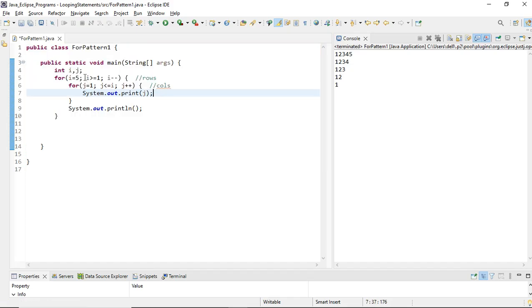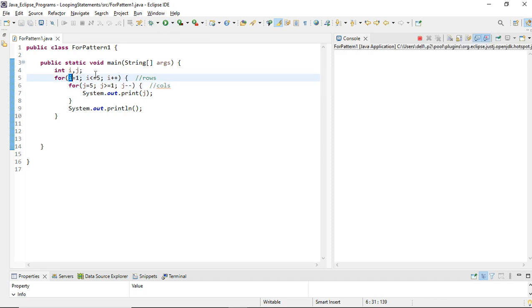So what is I? I is equal to 1 to 5. j is equal to 5 to 1, with j greater than or equal to 1, and j minus minus. That's it. Print the j. Now you run the program.